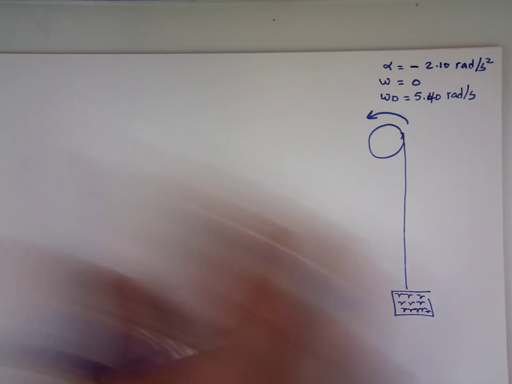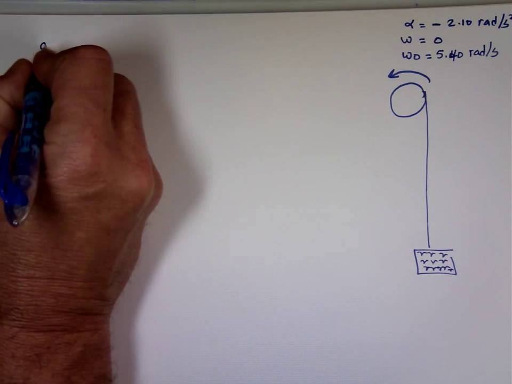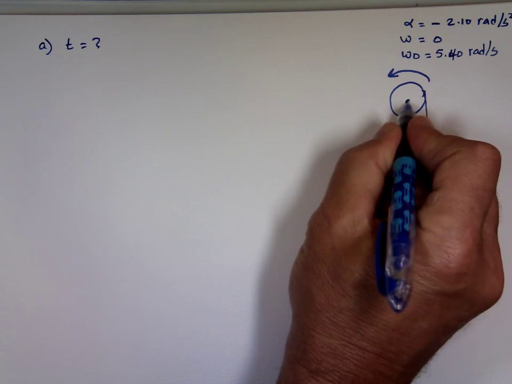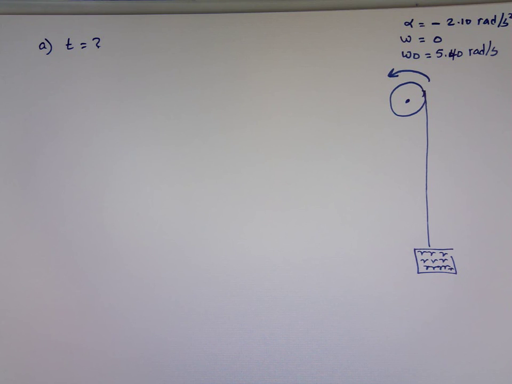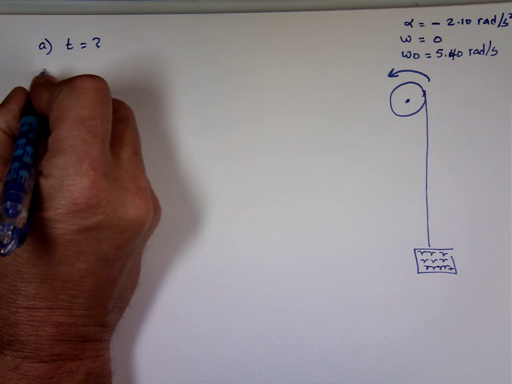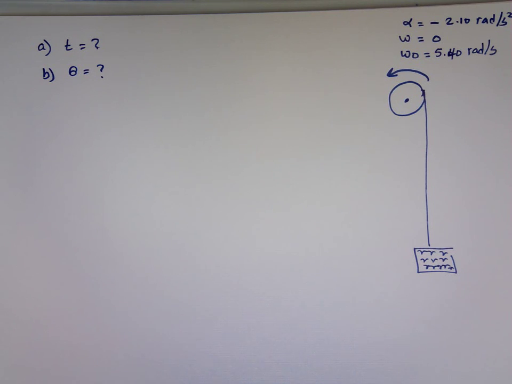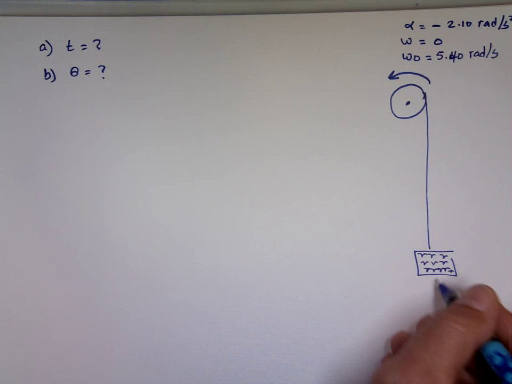Again, the first question, A, let's find the time, how long it takes the pulley to come to a complete stop. And 2, find theta. How many radians did it travel? And if I know what R is, I can tell you how fast this one is moving. We'll get to that in the next segment.